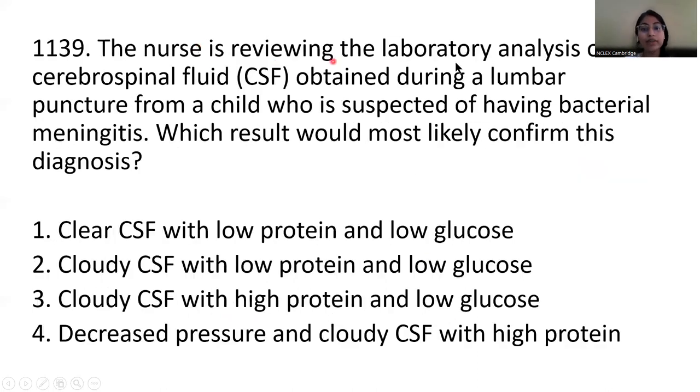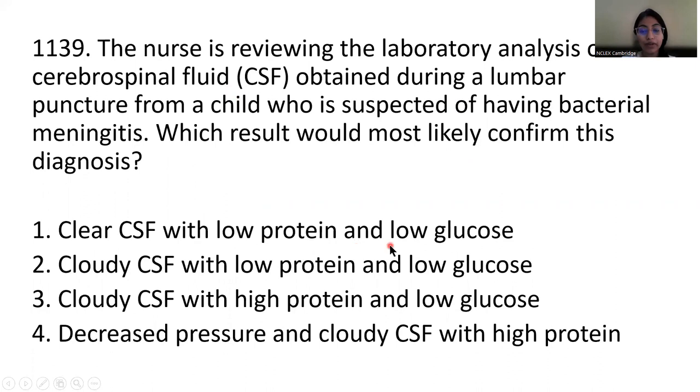The nurse is reviewing the laboratory analysis of CSF obtained during lumbar puncture from a child who is suspected of having bacterial meningitis. Which result would most likely confirm this diagnosis? So the patient is having bacterial meningitis. We are obtaining CSF from lumbar puncture. Now we have to tell what are the features of CSF in meningitis.